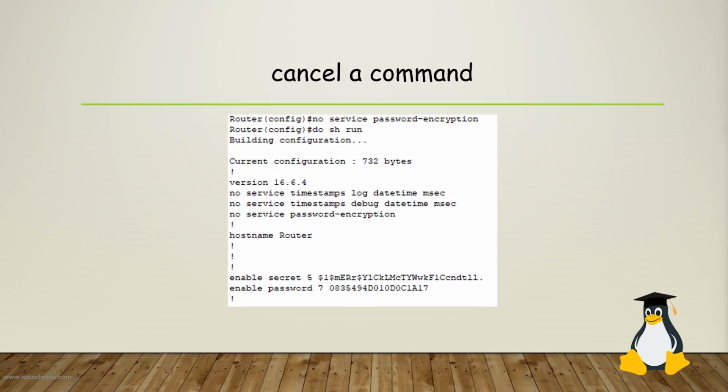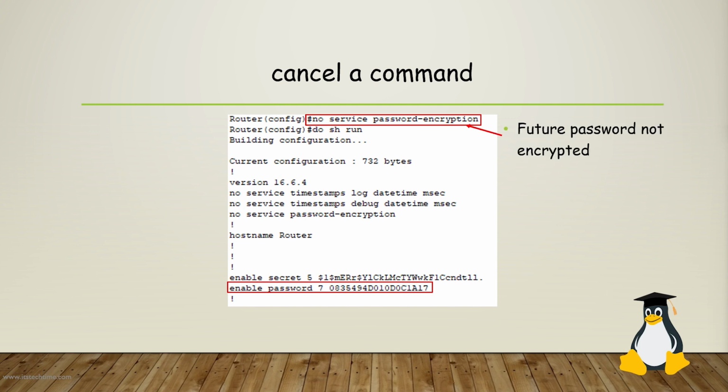Now, an important thing to remember is that you can cancel or delete commands that you enter, and that is done by simply typing no in front of the command. So in this situation, no service password encryption. Now future passwords will no longer be encrypted, but current passwords will stay encrypted. Which you can see here where I did the show running config command, then the enable password is still encrypted. So remember, at this point doing no service password encryption just means that future passwords are not encrypted.